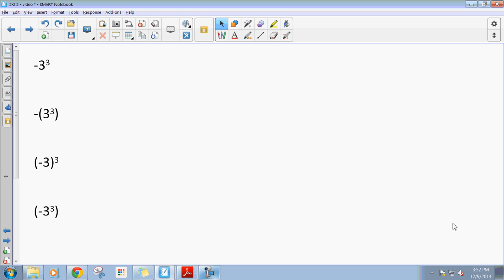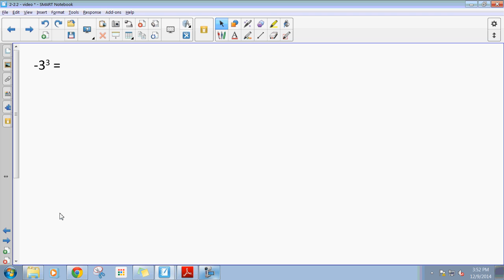In the first example, negative 3 to the power of 3 without any brackets. In the second example, the negative is on the outside of the brackets. The 3 to the power of 3 is on the inside. In the third example, negative 3 is inside the brackets, but the power is on the outside. And in the fourth example, negative 3 to the power of 3, all of it is inside the brackets. So when does the negative sign matter, and when doesn't it?